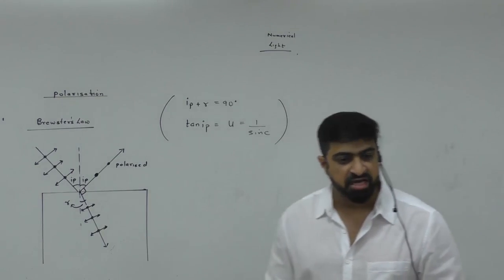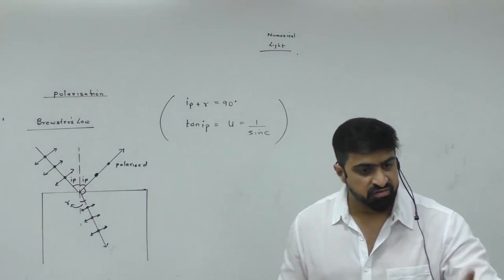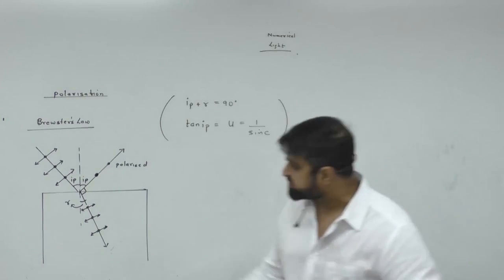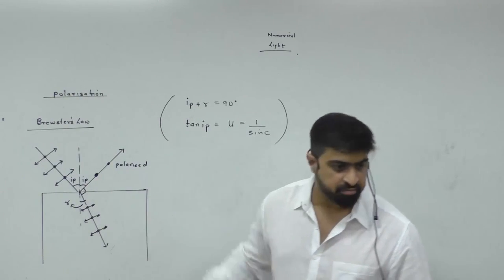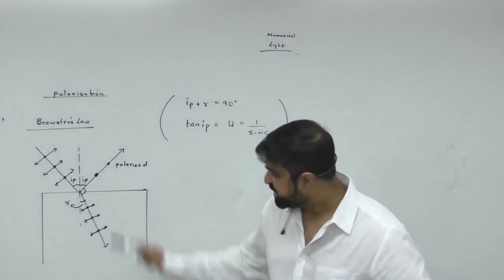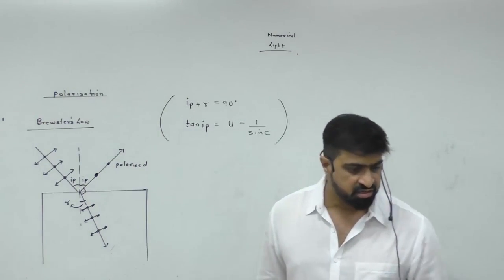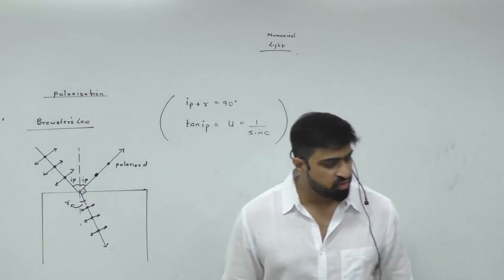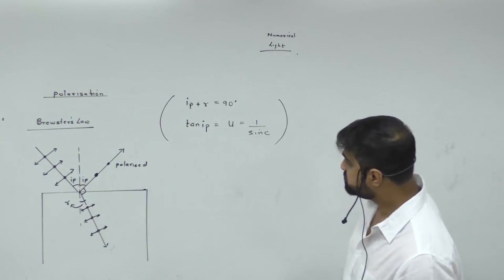And what is the identification of Brewster's law if asked in a question? They will give you a statement that the angle between the reflected ray and the refracted ray will be 90. Whenever this kind of statement comes, that the angle between the reflected ray and the refracted ray is 90, we'll use Brewster's law. So this is Brewster's law.